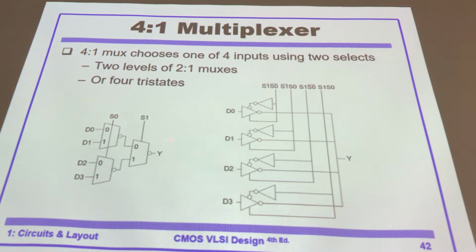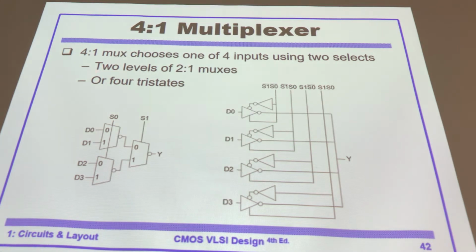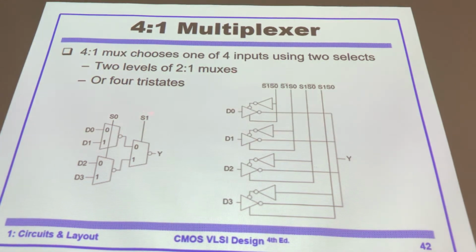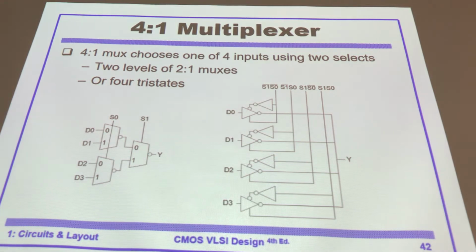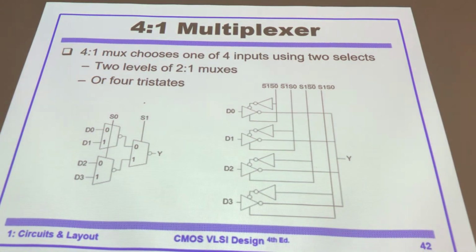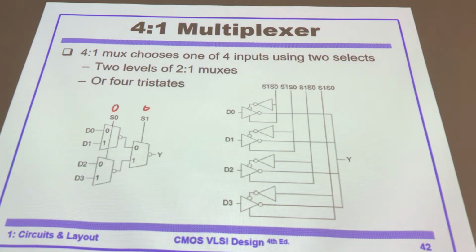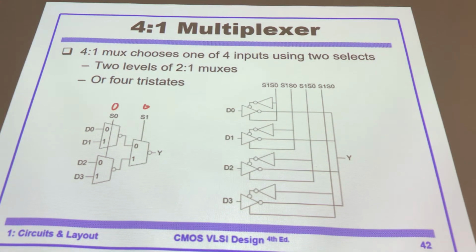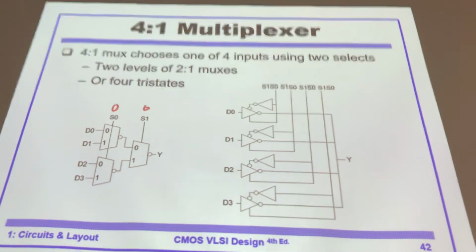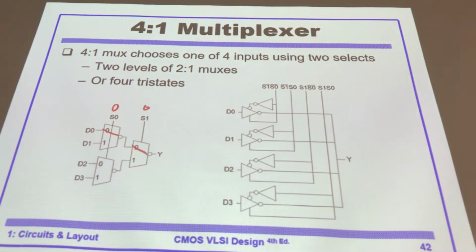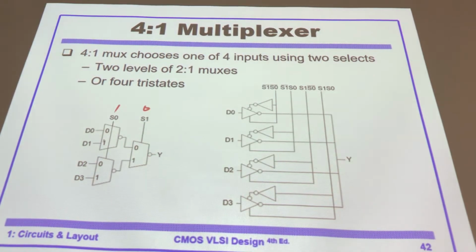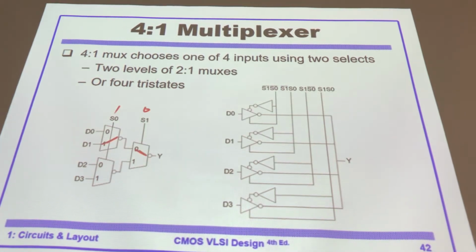And why is this a 4-to-1 multiplexer? Why? Two levels of 2-to-1 multiplexers, and with S0 and S1 you have 4 different combinations. When S1 is 0, S0 is 0, then what? Then this condition, right? You get D0 at the output. When S1 S0 is 0 1, then what? This condition 1, and this condition.